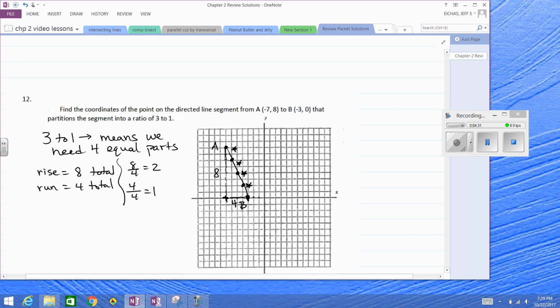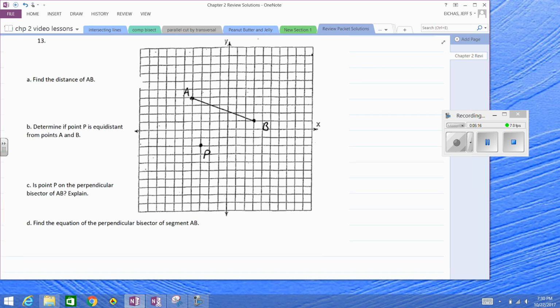Now be really careful. This is A. You have to label it right. This is A. This is B. Okay? It's got to be 3 to 1 going from A to B. That's what the directed segment means. So you actually have to go to this one so that you get 3 parts from A to whatever this is. It doesn't say, does it? Yeah, we'll just call it C. So we have to go 3 parts from A to C, 1 part from C to B. That location is 1, 2, 3, 4, 1, 2. So that looks like C is at negative 4, 2. Okay, so that's what we're looking to do. All right, keep going.